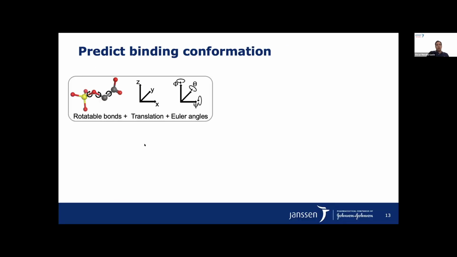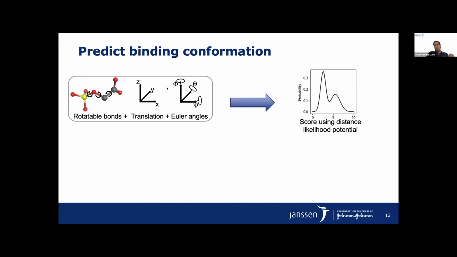So we just took the idea from docking. You have the rotatable bonds for each ligand. Sorry, you will describe each conformation based on the rotatable bonds of the ligand. You have 3 possible parameters of the translation of the ligand in the Euclidean space, and then you have the Euler angles of the ligand. So basically, if you take the ligand as a fixed body, it's how you rotate this body in space. So with these parameters, you can describe all the conformations for that specific ligand.